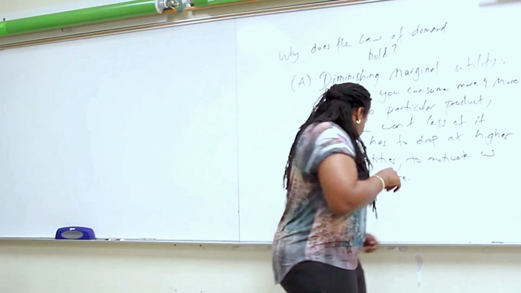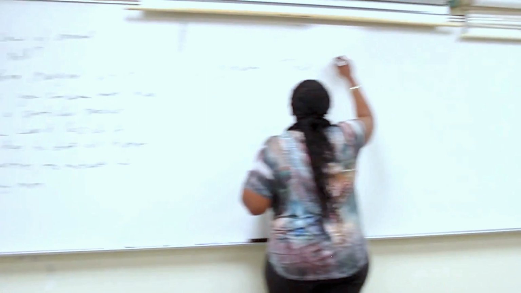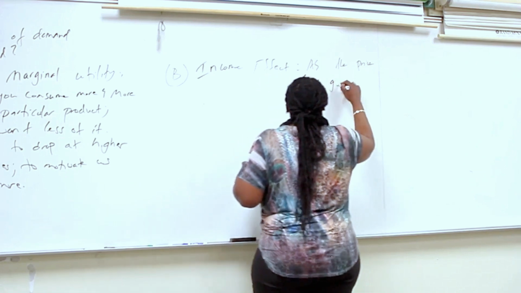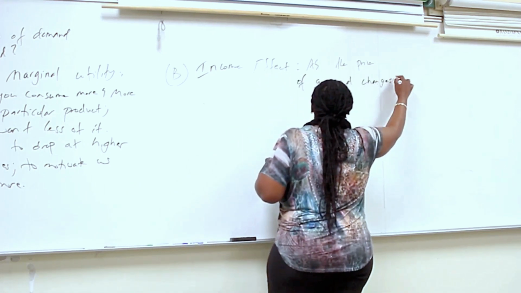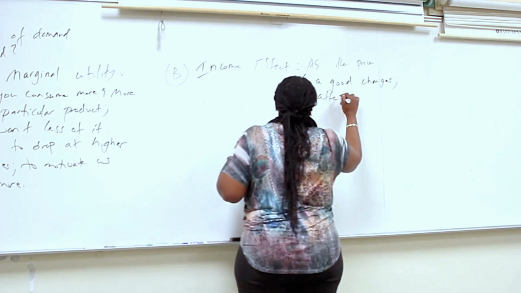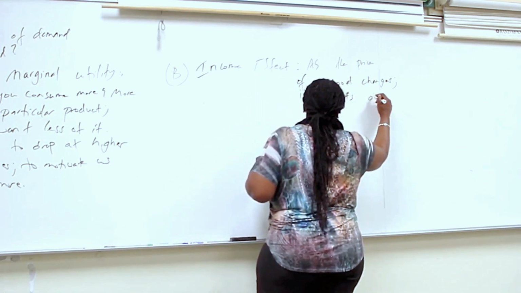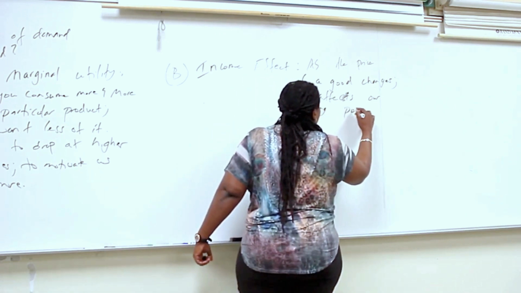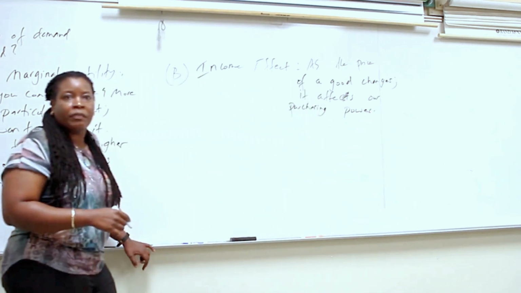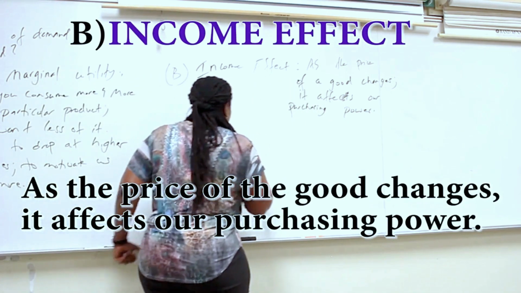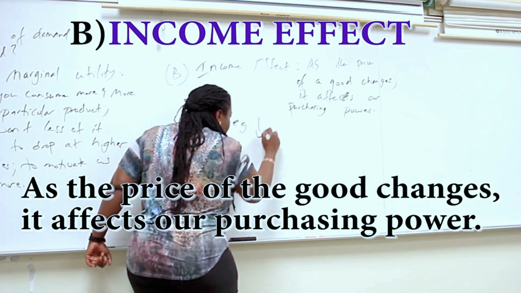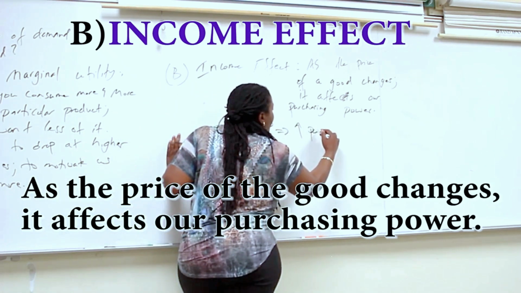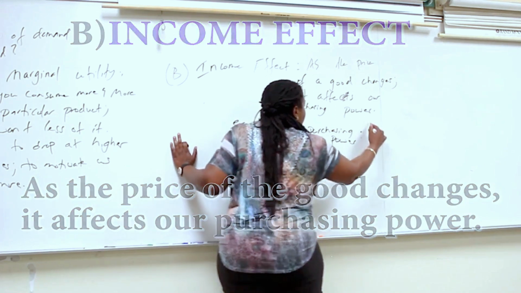So the income effect says, as the price of a good changes, it affects our purchasing power. What I mean is, for example, lower the price in the example that we just gave. This is going to lead to an increase in the purchasing power of our income, which means we buy more stuff.